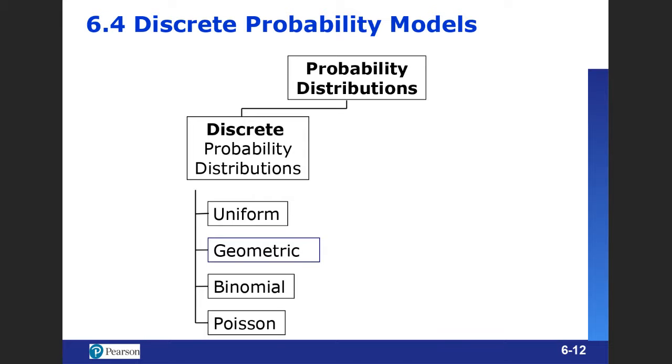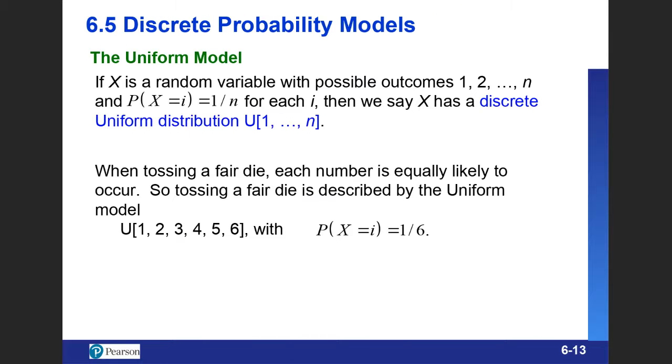There are 4 types of discrete probability distributions: uniform distribution, geometric distribution, binomial, and Poisson. Of the 4, binomial distribution is really the most important one that we'll talk about. I'm going to start with the uniform distribution or the uniform model. Now, we're not going to study the uniform model. It's there, but we're not going to study it.